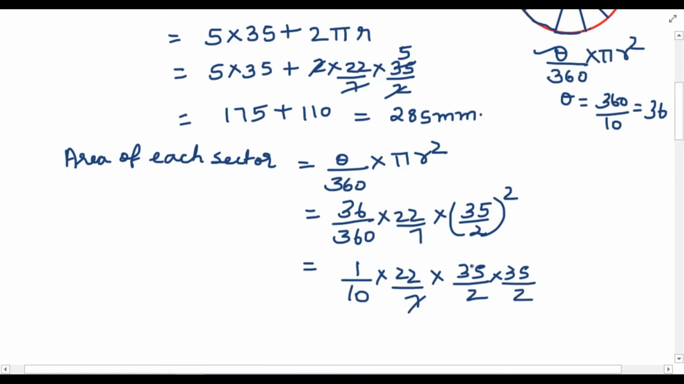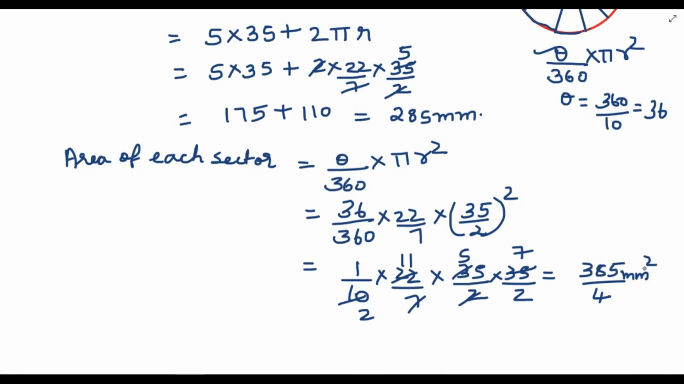So this will be 5. Again you can cancel 11. Then 10 and 35 you can cancel. This will be 7 and this will be 2. So when you simplify, you will have 385 by 4 millimeter square. Since it is the area of a sector, the unit will be millimeter square, and the length of the wire we got as 285 millimeter.